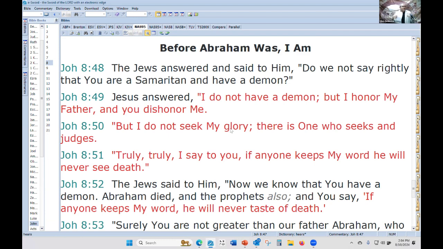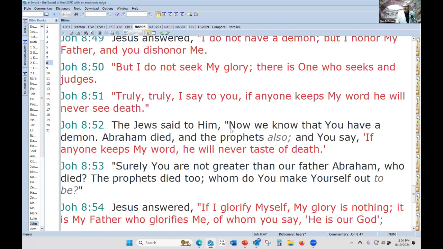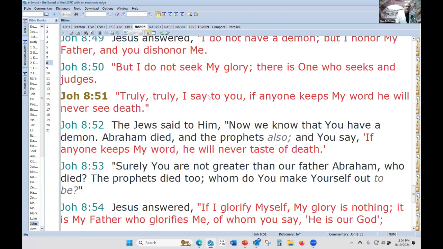All the murderers, all the bad guys, all the people who take the wrong track are looking to glorify somebody other than Yahweh. So I don't seek my glory. There's one who seeks and judges. Truly, truly, I say to you, if anyone keeps my word, he will never see death. Remember, he started out, I'm the light of the world, right? So he's referring back to that, okay?